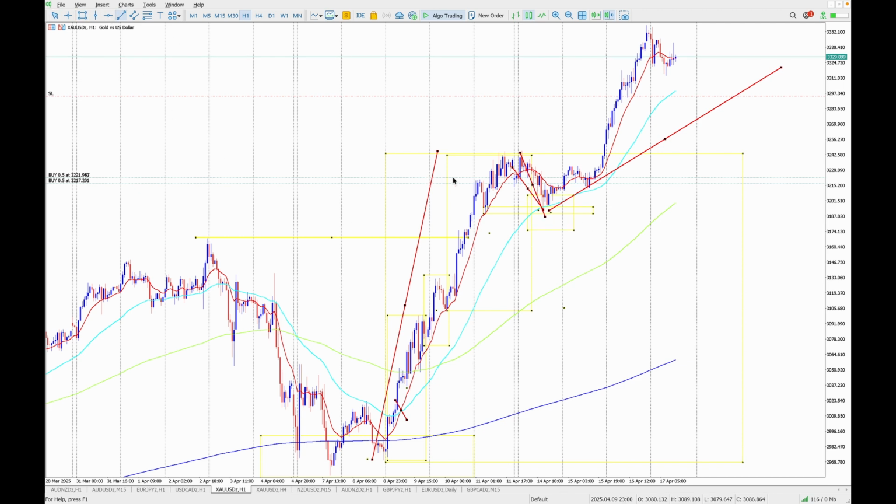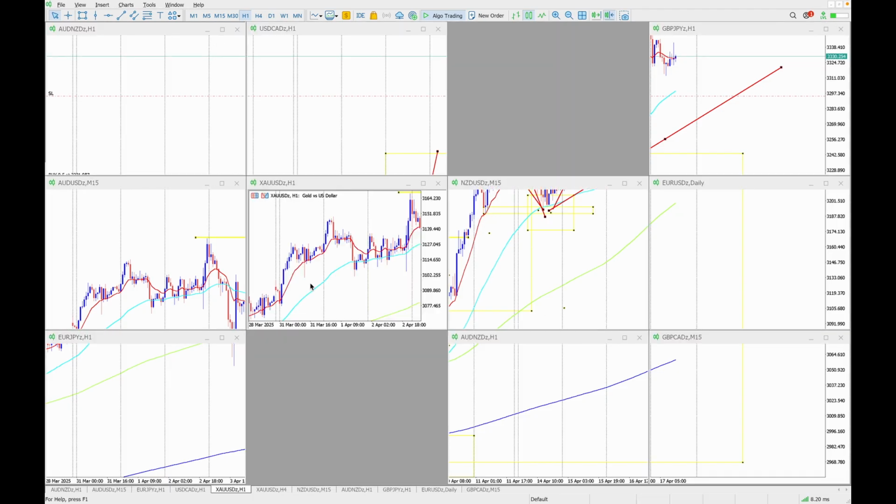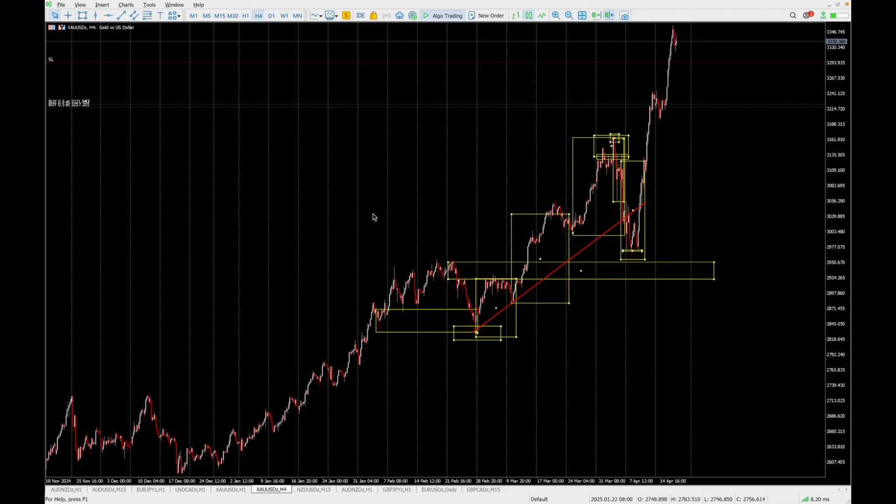a bounce off the 50 EMA, the first pullback to the 50 EMA. A very high probability trade. But we are also looking at the fact that there is demand there. Okay, so that's what we have for trendline traders.